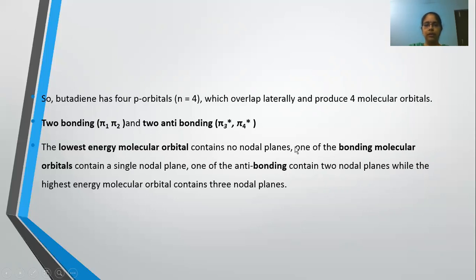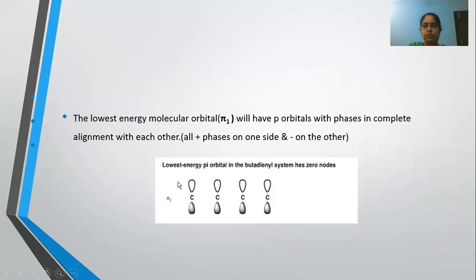Now, among the 4 molecular orbitals, the lowest energy molecular orbital contains no nodes, and one of the molecular orbitals contains a single node. One of the anti-bonding molecular orbitals contains 2 nodes, while the highest energy molecular orbital contains 3 nodes. That means n minus 1. So here n is equal to 4 carbon atoms, so 4 minus 1 is 3. So the highest energy molecular orbital contains 3 nodes. Now let us see how to draw those molecular orbitals in the case of butadiene.